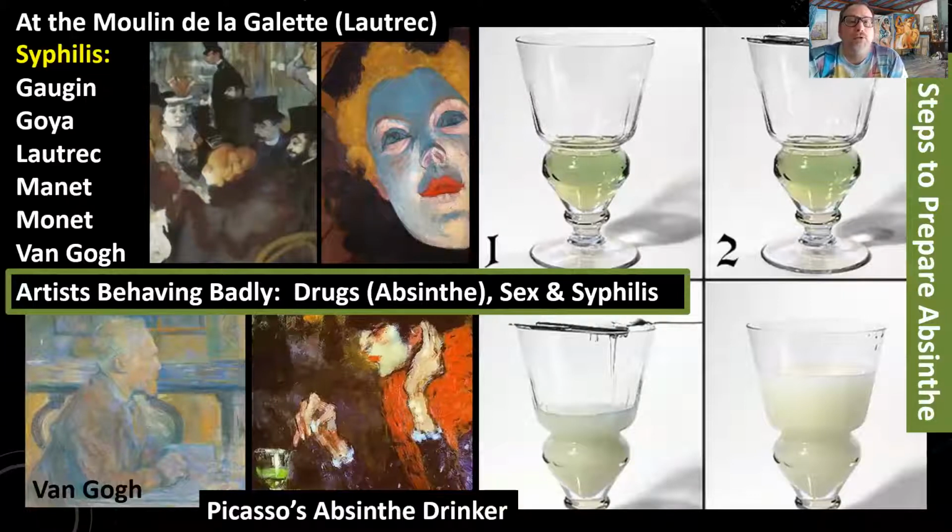And so at the Moulin de la Galette by Lautrec up here, you can see these greenish faces that are showing up. And this is an image by Van Gogh. This is one by Picasso. They are all painting about the social life of the underbelly, of the underclass, of this struggling artist movement that shows up. Now within this, they're all getting syphilis, basically from having sex with the same girls.